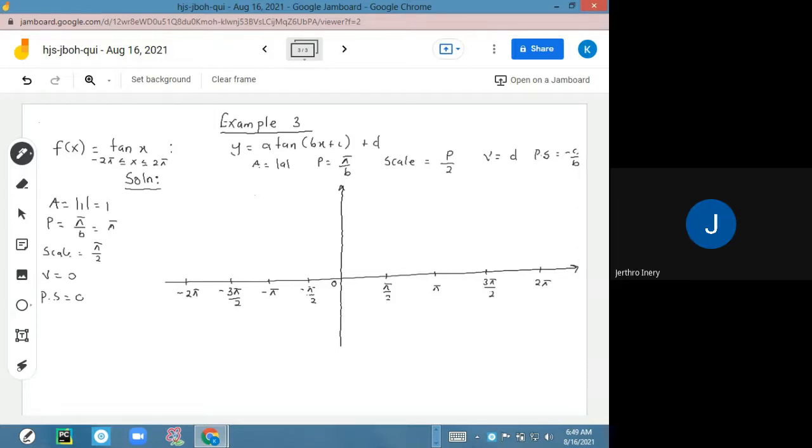Excuse me, sir. Hello. What's the interval? Given the question, negative 2 pi to 2 pi. That's the right interval. I've seen it. Okay. Sir, how did you get the values of x so quickly? The values of x, we went to the first shift, which is 0, and started adding the scale. Okay, thanks, sir.